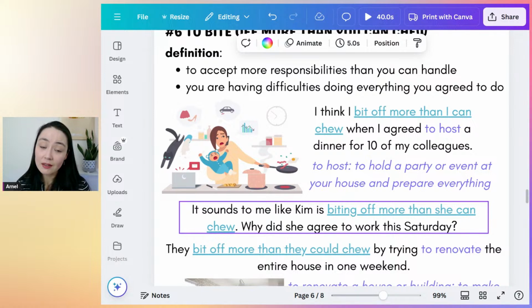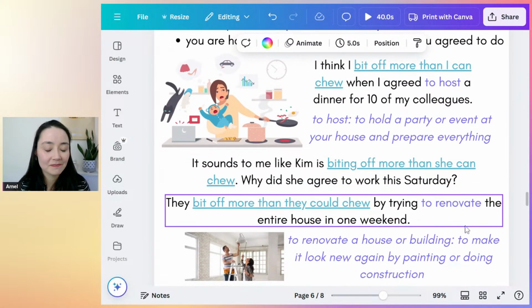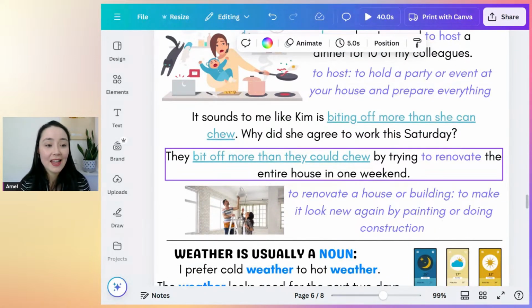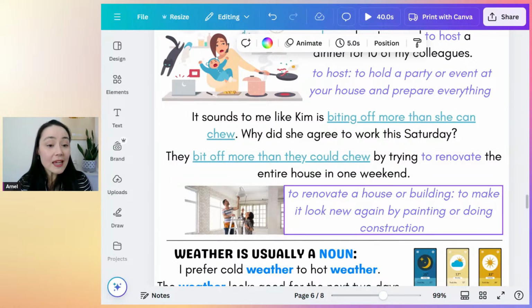It sounds to me like Kim is biting off more than she can chew. Why did she agree to work this Saturday? They bit off more than they could chew by trying to renovate the entire house in one weekend. That's too much. To renovate. If you renovate a house or a building, you make it look new again by painting or doing construction.